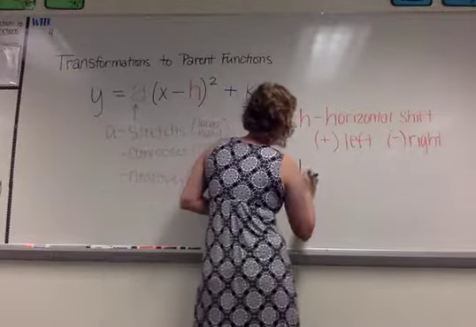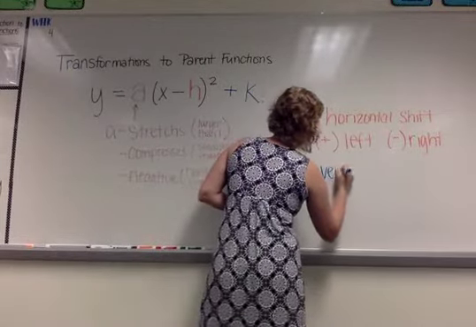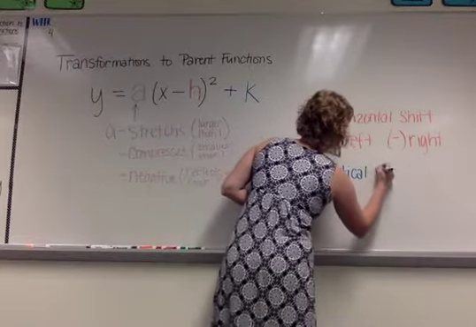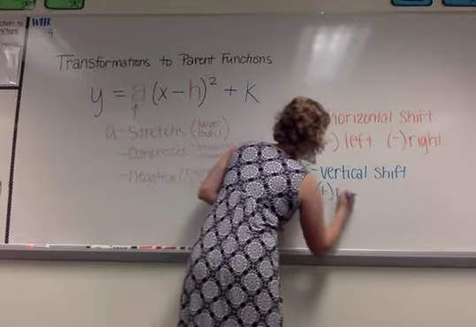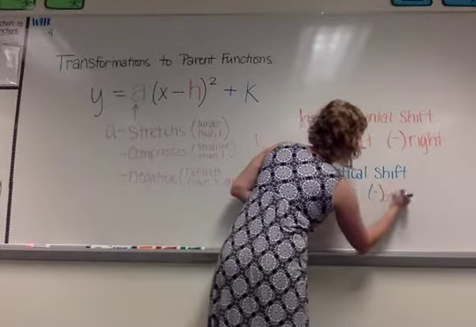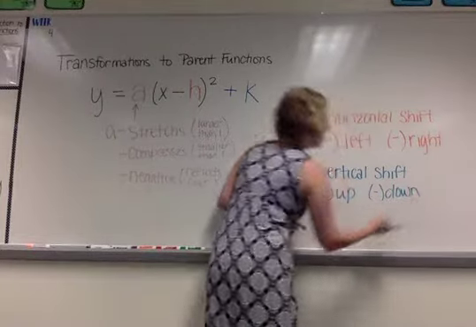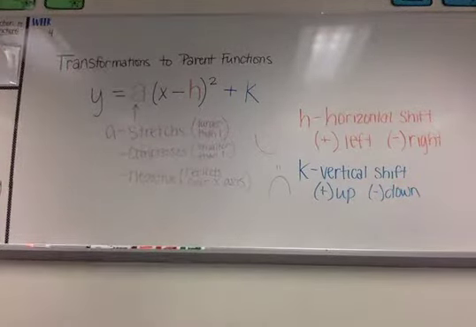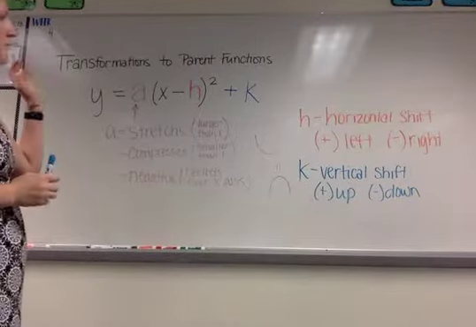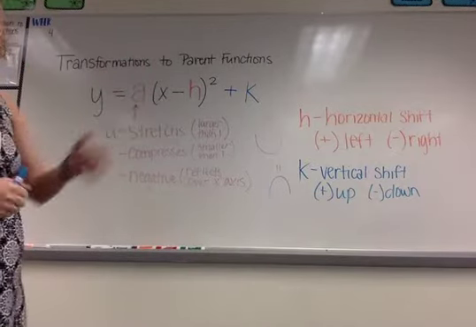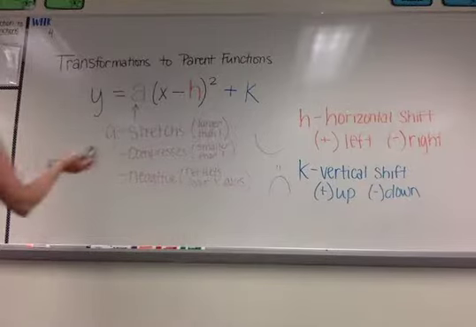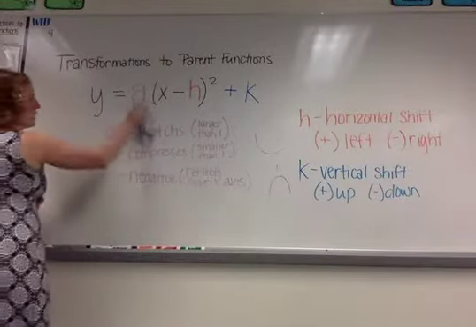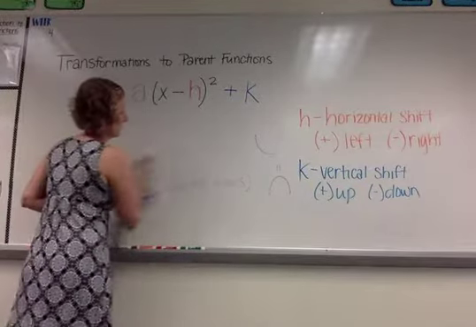And then k is the vertical shift. So if it's positive, it moves up. If it's negative, it moves down. Okay? Now, the nice thing about these videos is if you're still writing this down, pause the video. I'm going to go ahead and move on to an example because I don't want you waiting on me if you don't need to. So I'm going to leave the equation up there, and we're going to try an example.